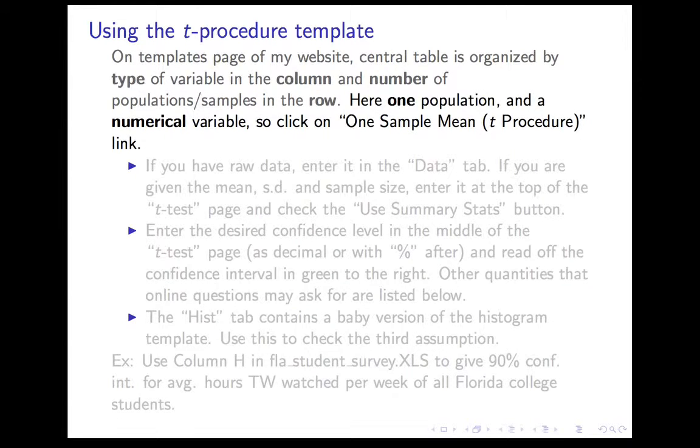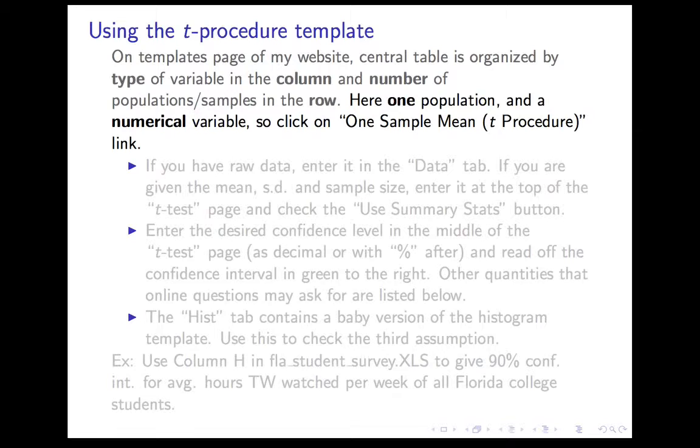We're interested in a single population and a numerical variable, haircut costs or whatever. So you will see that under the second column, first row, is the procedure one sample mean, or T procedure. Statisticians love to refer to their procedures by the letter name of the distribution used, which isn't very helpful. So I will call it both the standard name T procedure and the more helpful one sample mean procedure, because we have one sample and we're estimating the mean.